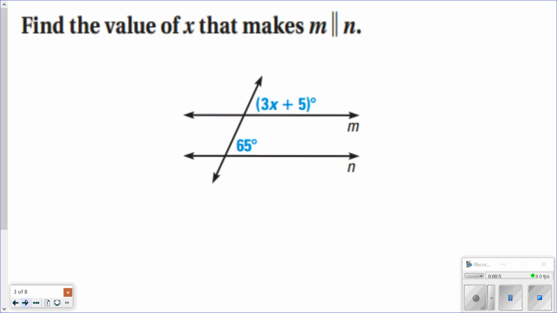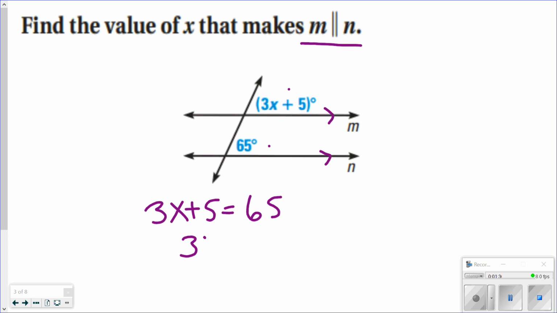All right, so let's find the value of x that makes line M parallel to N. So we want to figure out what value of x will prove that M and N are parallel. So let's start with what types of angles are these? They are corresponding angles. They're in the same position in the cluster of 4 angles, which means they are congruent. So 3x plus 5 is equal to 65. I'm going to subtract 5 from each side. So 3x is equal to 60. Therefore, x is equal to 20.